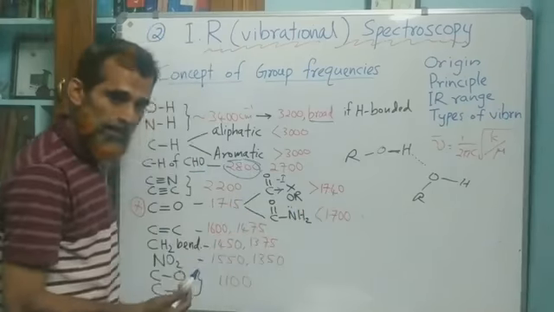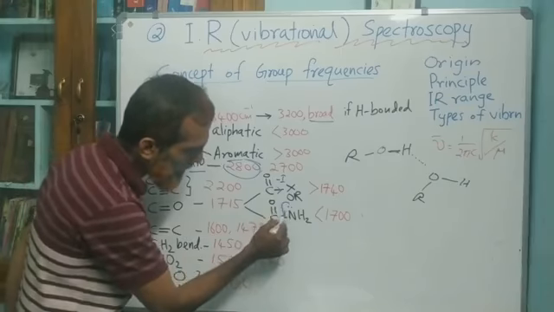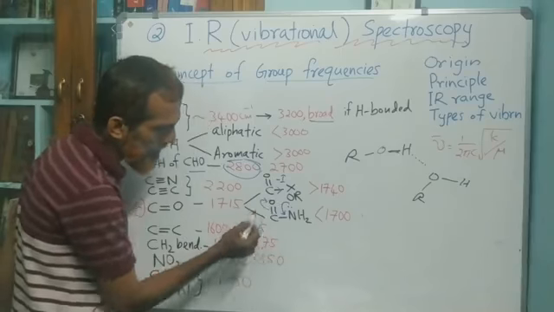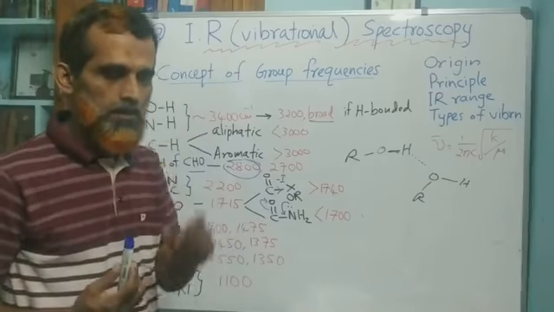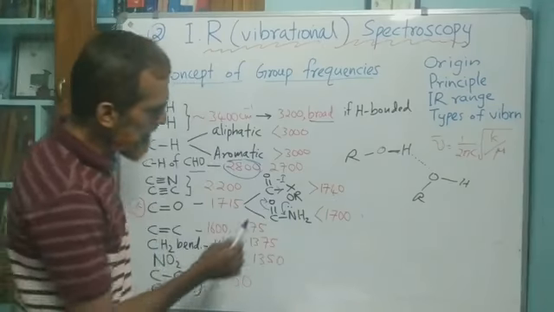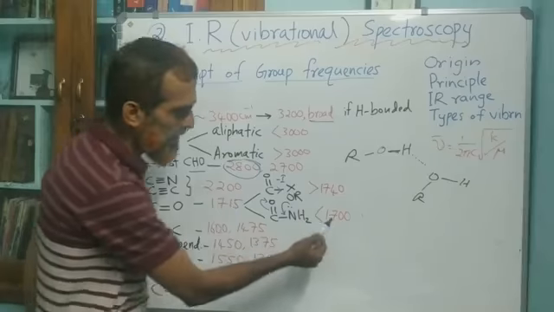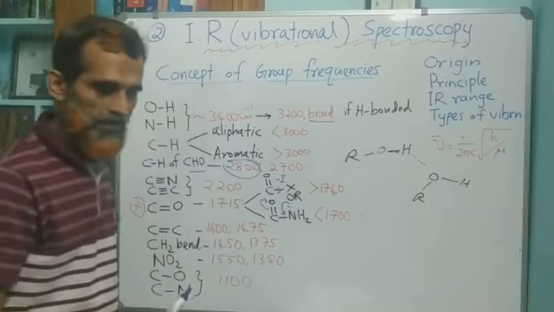1740 or even higher. In the case of amide, it's interesting. There is resonance possible due to the lone pair, and there is conjugation. What happens? This CO group gets partial single bond character, the double bond character decreases, and this bond becomes weak. So the frequency goes down, even below 1700.